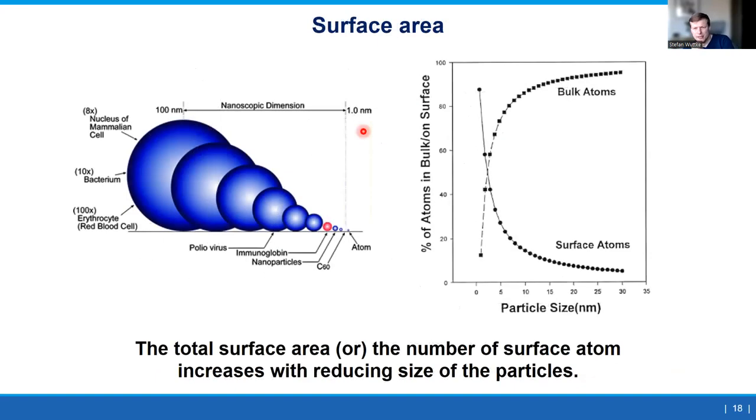Then we have the surface area. I told you, here you see the ratio of bulk atoms and surface atoms, and you see here it's drastically increasing. So the total surface area, the number of surface atoms, increases with reducing the size of the particle, and it's exponentially increasing. Keep it in mind for 100 nanometer. This is very important. In 100 nanometer, there you have the exponential growth, and then it gets more and more.